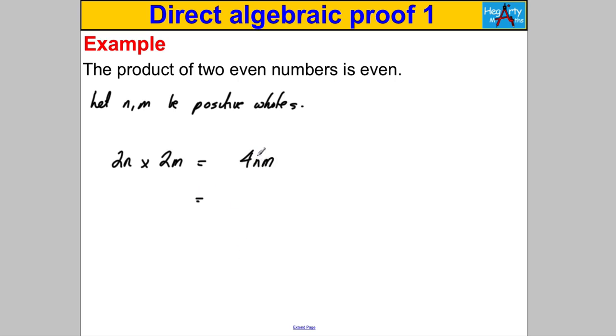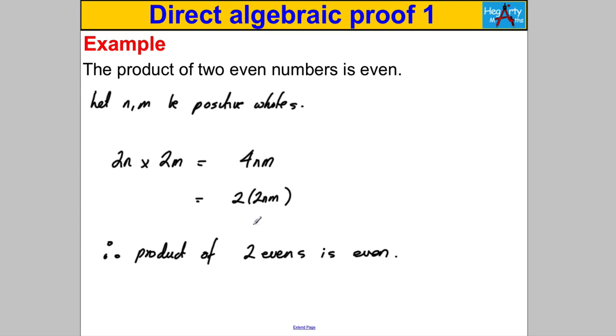Now we can factorize out a 2. We can take a factor of 2 out, and that would be 2nm, like that. Now if n is a positive whole number and m is, n times m is a positive whole number. And then if you double it, that's certainly a positive whole number. So this thing is of the form 2 times a positive whole number, i.e. it's in the 2 times tables, it's even. Therefore we can say the product of 2 evens is even. Because it's of the form 2 times a positive whole number, and we're done.